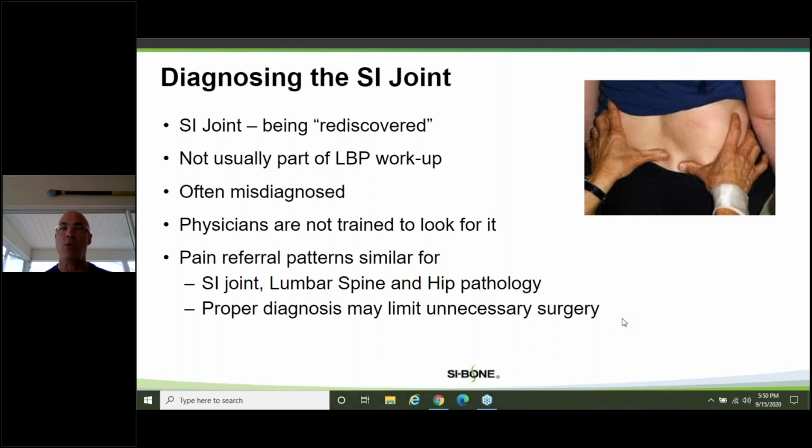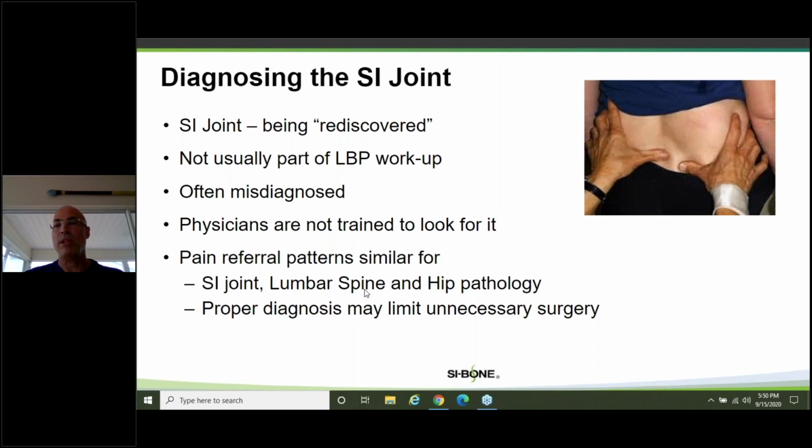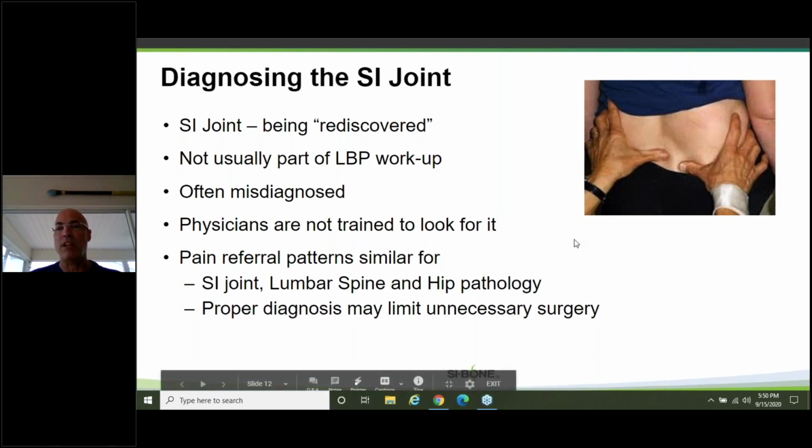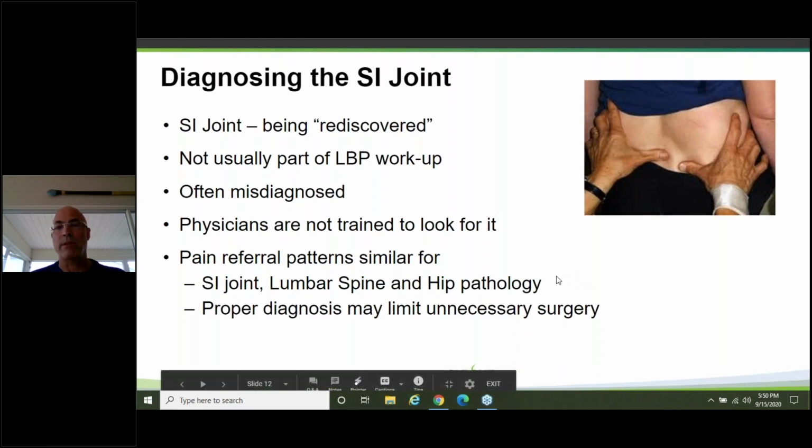Because it would be easy to think, well, let's just get an MRI, scan your whole body, and then figure out what's going on. But really, if it were that simple, but it isn't. So sacroiliac joint dysfunction, problems in the low back, problems with the hip, all of these things can overlap. The symptoms can overlap. Proper diagnosis is very important.